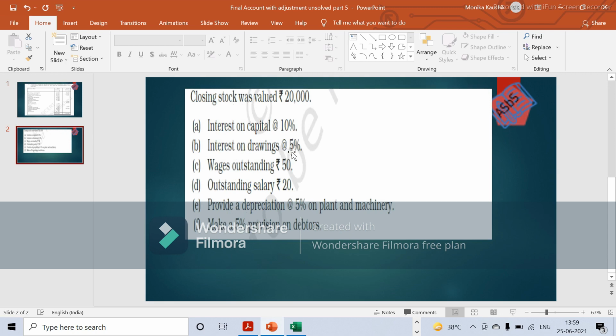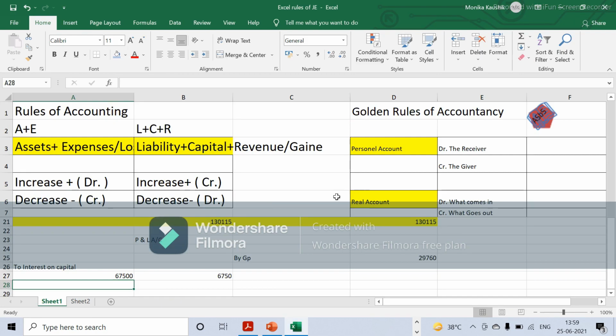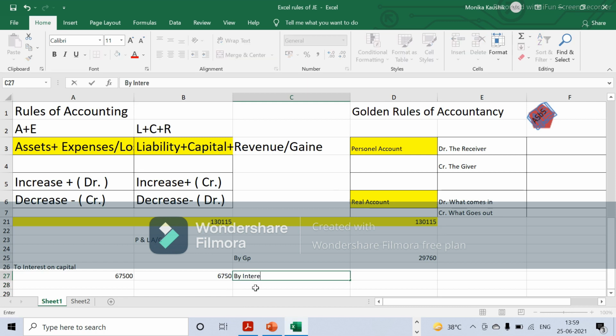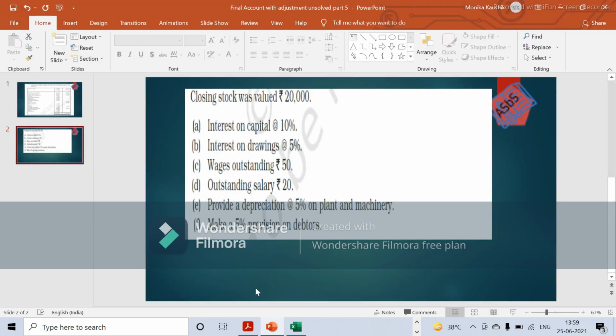Next one is interest on drawing. So drawing is always a debit balance, just opposite to the capital. So interest on drawing will go on the credit side, by interest on drawings. So both the treatments, capital and drawings, will be just opposite, or vice versa, to each other. Interest on drawings 5%.